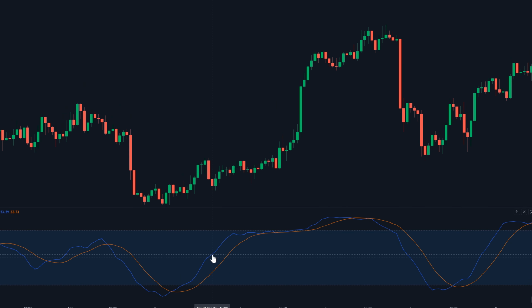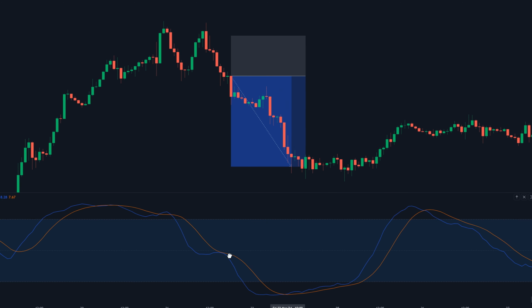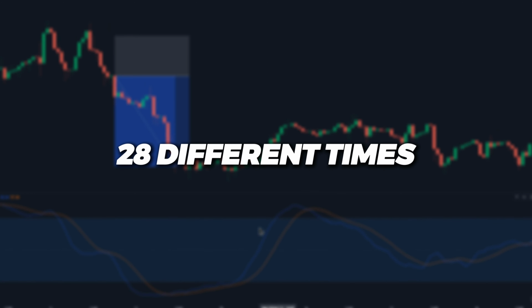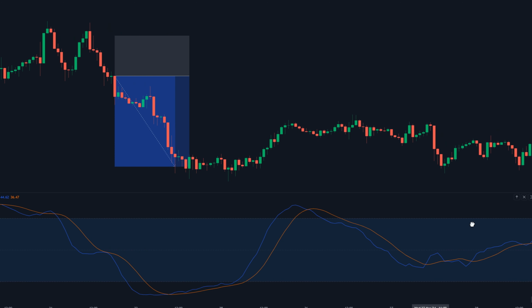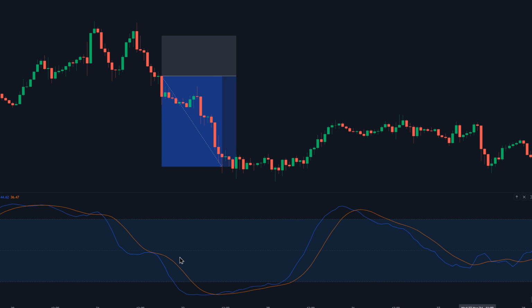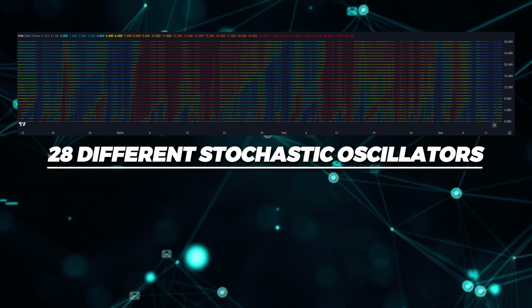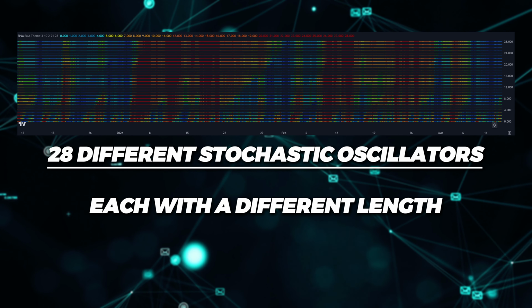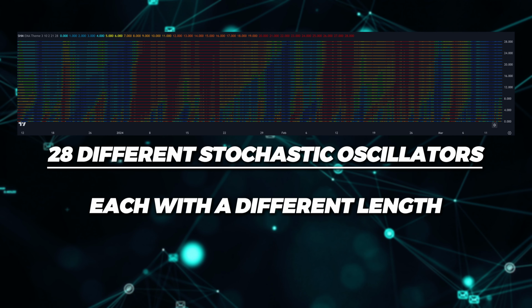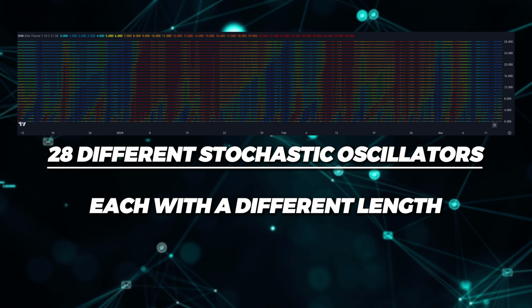But what if we were to multiply this accurate indicator not 2 times or 3 times, but 28 different times, each with a different length, and then used it to identify the overall market momentum? Well, that's exactly what this new indicator does. It contains 28 different stochastic oscillators, each with a different length, making it one of the best tools for filtering out false signals when trading.